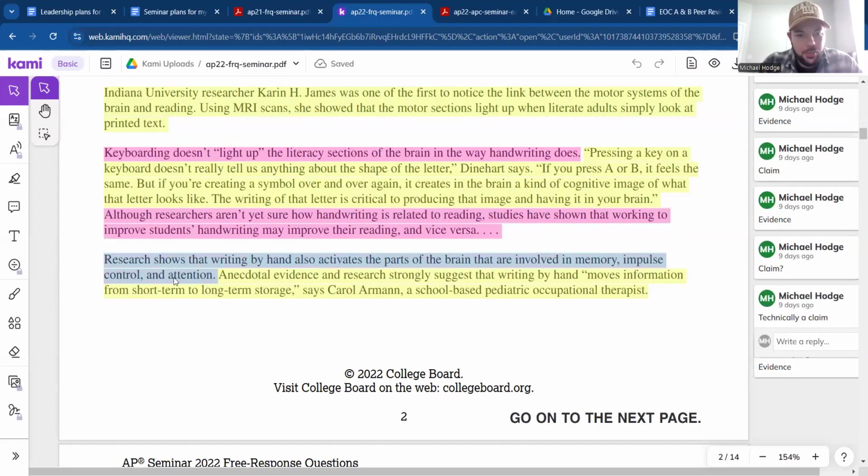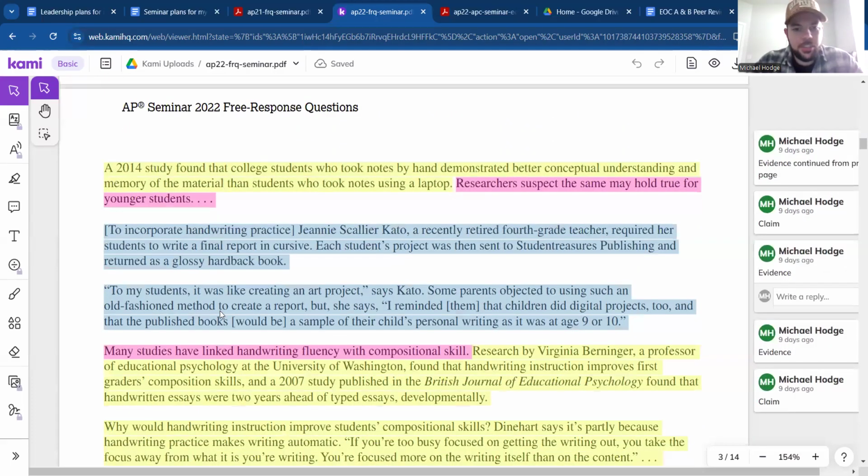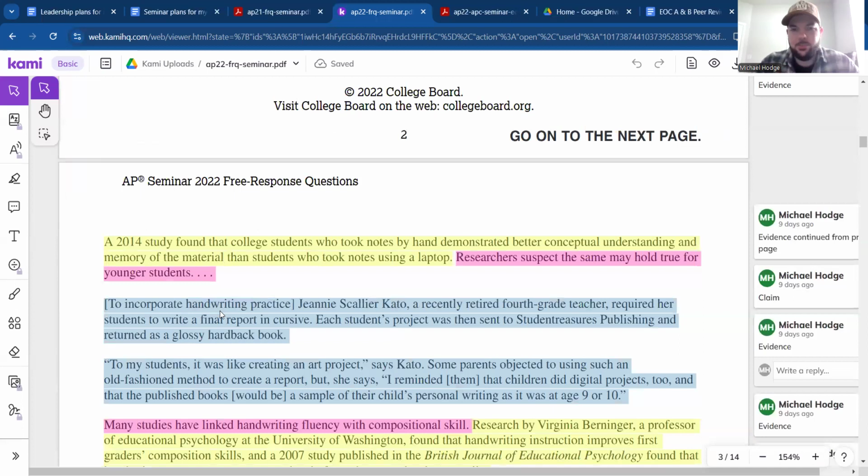This is a claim. Research shows that writing by hand also activates the parts of the brain that are involved in memory, impulse control, and attention. This is a claim, right? How do I know it's a claim? It had to be supported by this particular piece of evidence. If you had supportive evidence, then it's a claim because it could be argued. It's not a fact. So claims can be tricky because they can sound like facts when you present them in the right way, which is how you make an effective argument. You want to try to make your claims sound like they are the truth. You know what I mean?